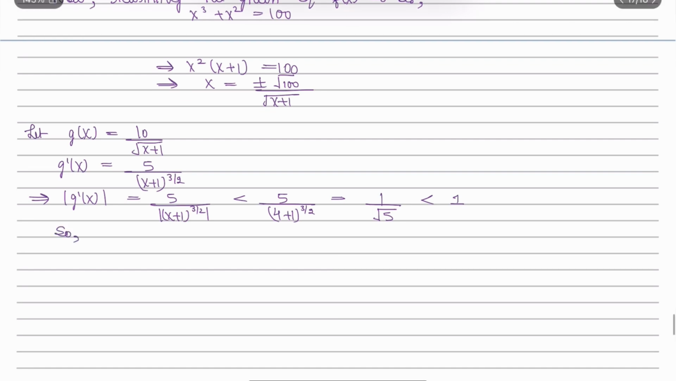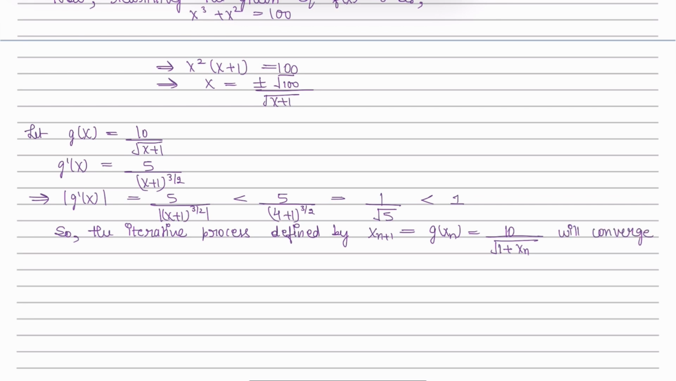So the iterative process defined by x n plus 1 is equal to g of x n as 10 upon under root of 1 plus x n will converge to the root.